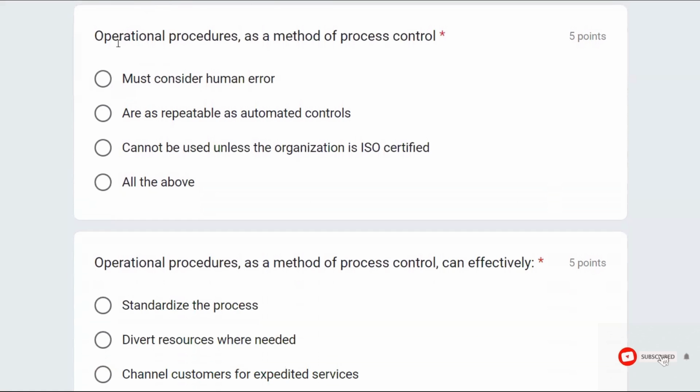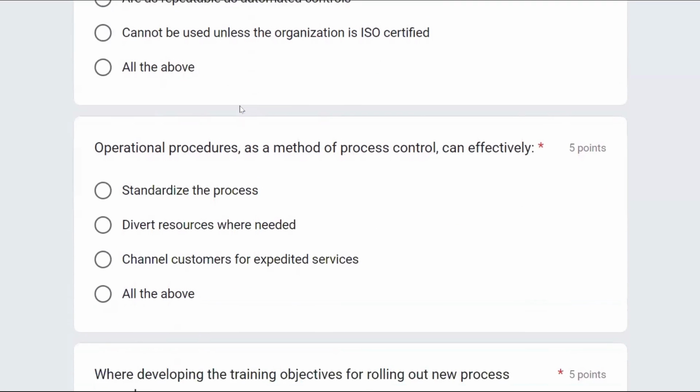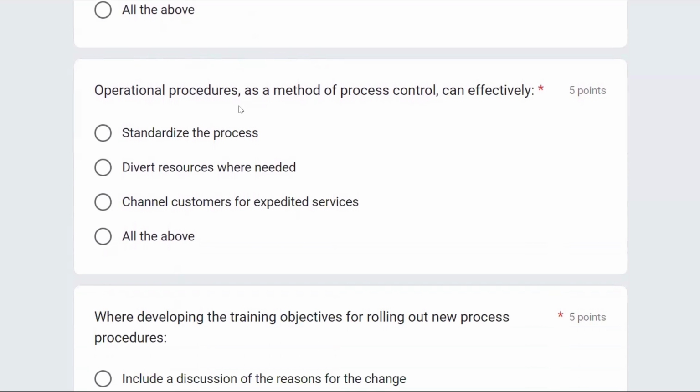This is an interesting question. Operating procedure as a method of process control: must consider human error, or repeated as automated control, cannot be used unless the organization is ISO certified, all the above. No, must consider human error as well. Again, a follow-up question: operating procedure as a method of process control can effectively standardize the process, divert resources where needed, channel the customer for expedite services, all the above.